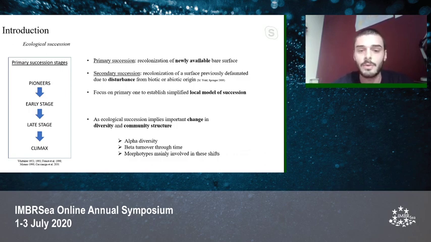So for this study, we're going to focus on primary succession because secondary succession would be more linked to isolated events, and our aim is to establish a local scheme of succession on how it occurs over there. As ecological succession implies important change in diversity and community structure, we're going to be analyzing alpha diversity, beta turnover through time, as well as we're going to try to investigate morphotypes which are mainly involved in these shifts.